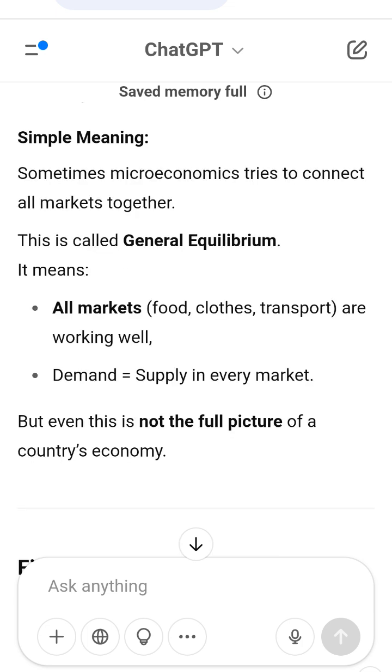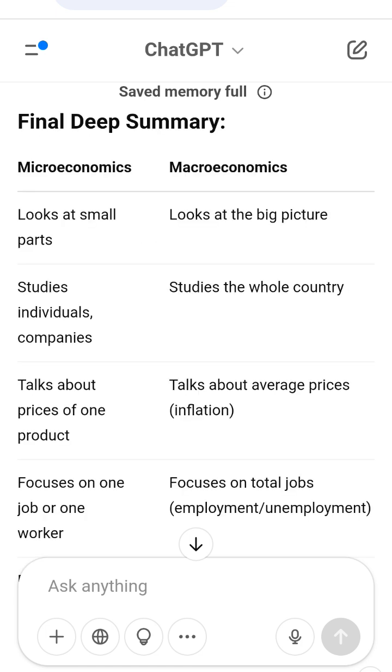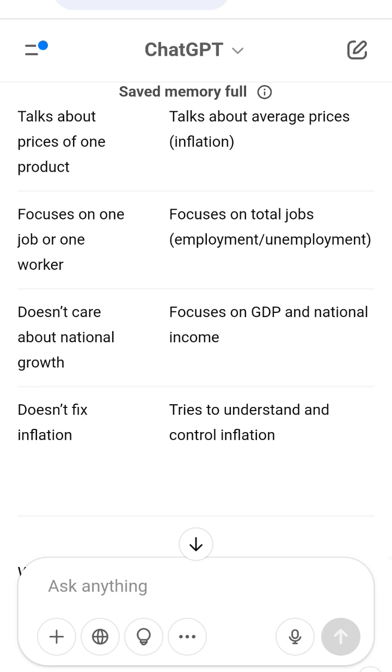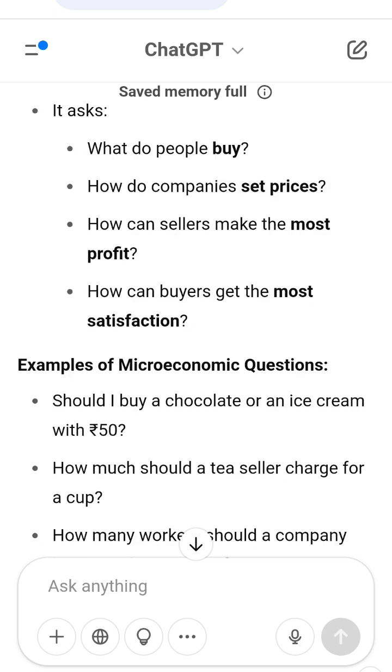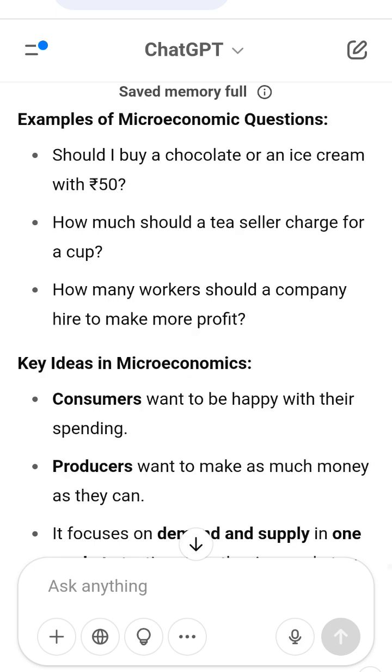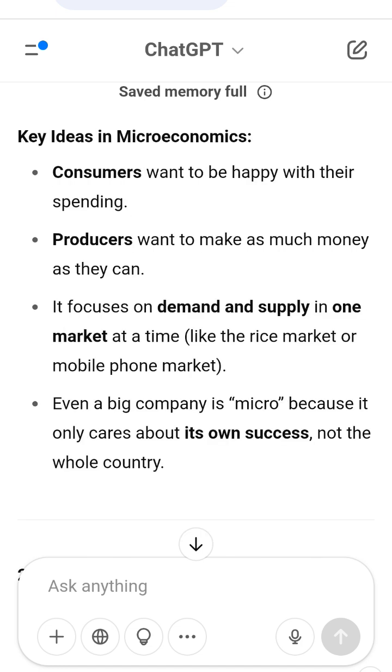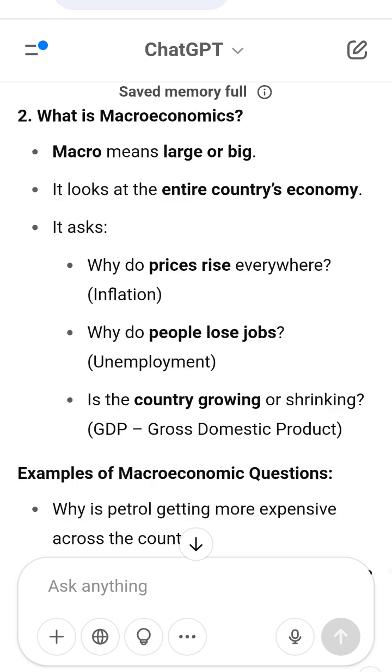3. Key difference between micro and macro. Focus: microeconomics looks at small units, individuals, families, firms; macroeconomics looks at the whole economy, country-level data. Main players: buyers and sellers versus government, central bank, national economy. Questions: what to buy, what to sell versus why is there inflation or unemployment? Examples: price of apples, salary of a worker versus national income, inflation rate, unemployment rate. Goals: maximum personal benefit or profit versus economic growth, stability, and full employment.